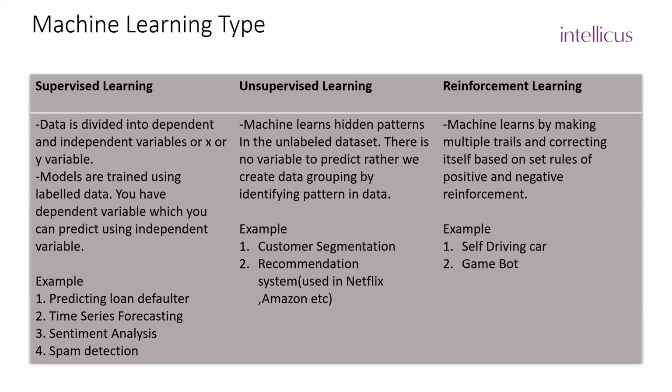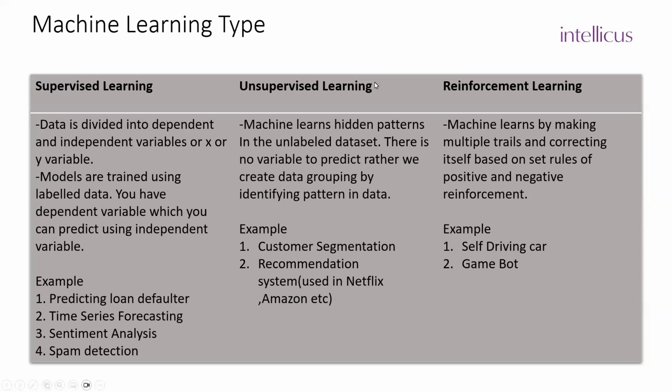A classification use case is where you have a limited number of outcomes. For example, the loan defaulter that we have discussed, where you only have two outcomes, yes and no. So this is the classification of supervised learning once again.